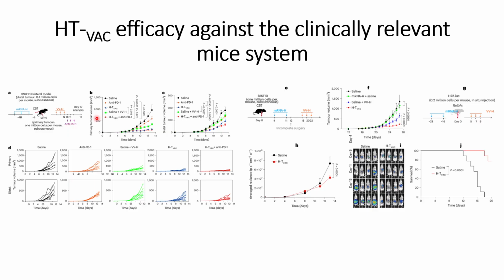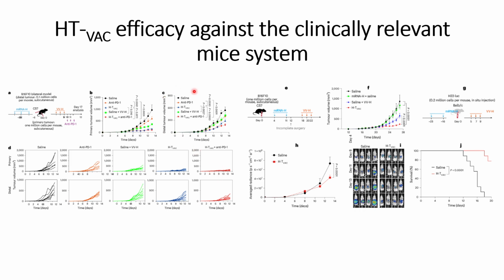The results shown for the primary tumor site are that tumor suppression is maximum when they use HT vaccines or HT vaccines plus anti-PD-1. They have shown this individually in the first row of panel D also, where HT-VAC and HT-VAC plus anti-PD-1 show maximum tumor suppression.